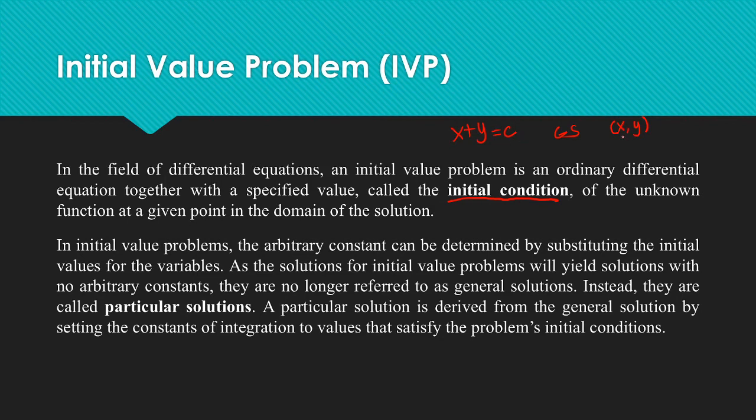Kung meron kang isang point na alam mo yung x at alam mo yung y, pag sinubstitute mo yun dito, makukuha mo yung value ng c natin. So, yun yung gusto nating mangyari kapag magsosolve tayo ng initial value problems. Since makukuha natin yung value ng c, hindi na natin siya tinatawag as general solution. Ang tawag na natin sa kanya class ay particular solution. A particular solution is derived from the general solution by substituting the value of your arbitrary constant na makukuha mo by using the initial conditions.